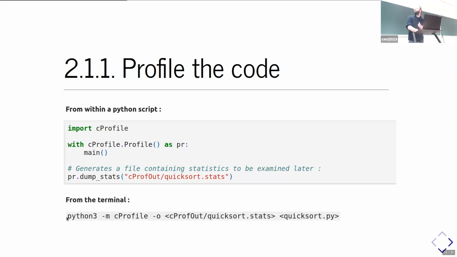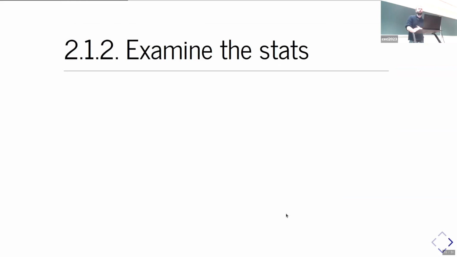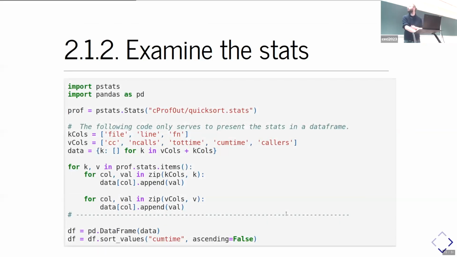You can do that from the terminal. With that line of code, of course, you replace those things with your own: this is the output file, and this is your script. Now that we have that file, we can examine the stats. Here I want something visually nice, and I couldn't do it without using Pandas. You probably don't need to use Pandas. So don't really look at that code. It's there for the sake of completeness. The important line is this one.